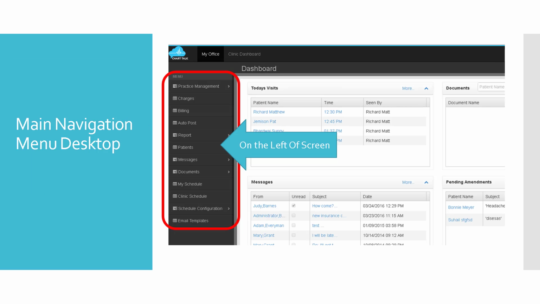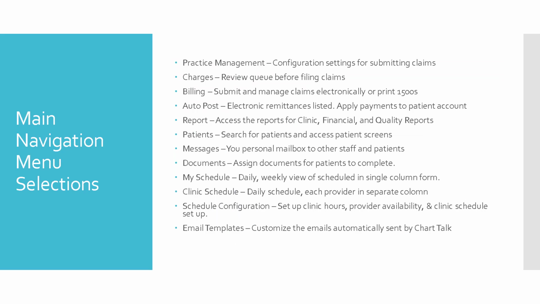You are presented with the main navigation menu when you first log into Chart Talk. The options on the main navigation menu are for the whole clinic. The main menu is populated with items that allow you to navigate to schedules, access system configurations, reports, search the patient list, assign documents, edit email templates, review claim information.